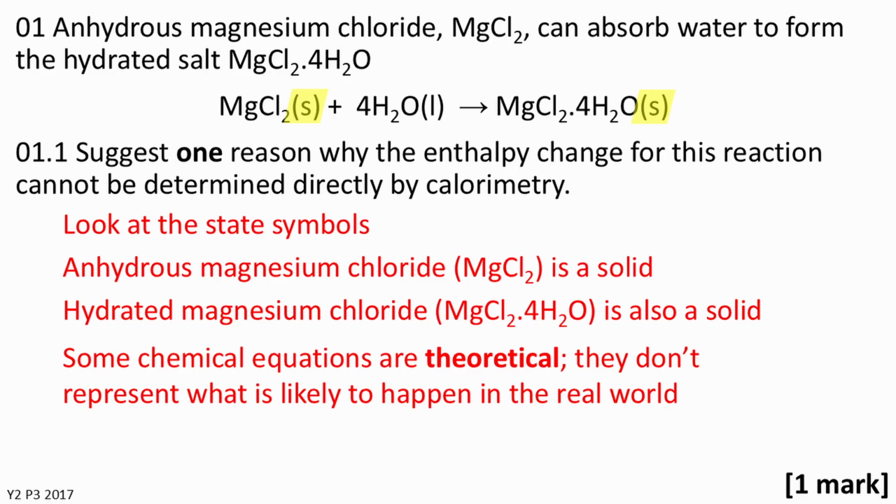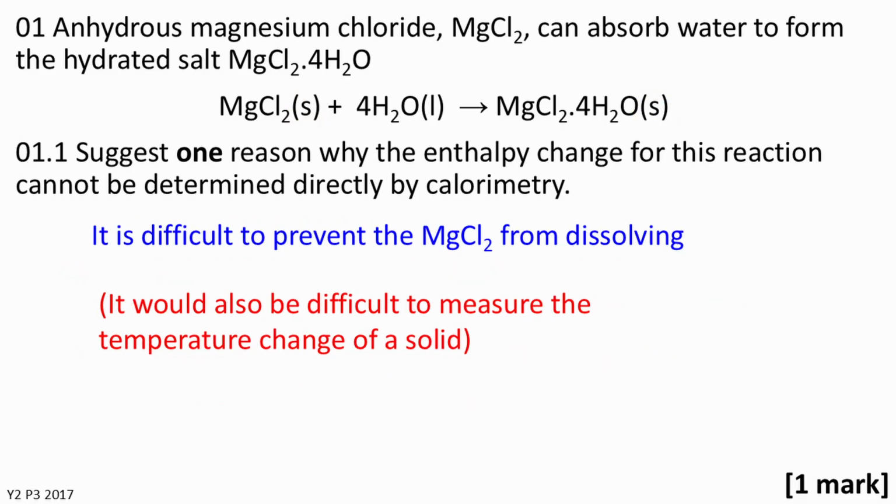If we look at the state symbols, we can see that anhydrous magnesium chloride, MgCl2, is a solid. Hydrated magnesium chloride, MgCl2.4H2O, is also a solid. Some chemical equations are theoretical. They don't represent what is likely to happen in the real world. To address the question, when water is added, it is difficult to prevent the MgCl2 from dissolving. You could also state that it would be difficult to measure the temperature change of a solid.